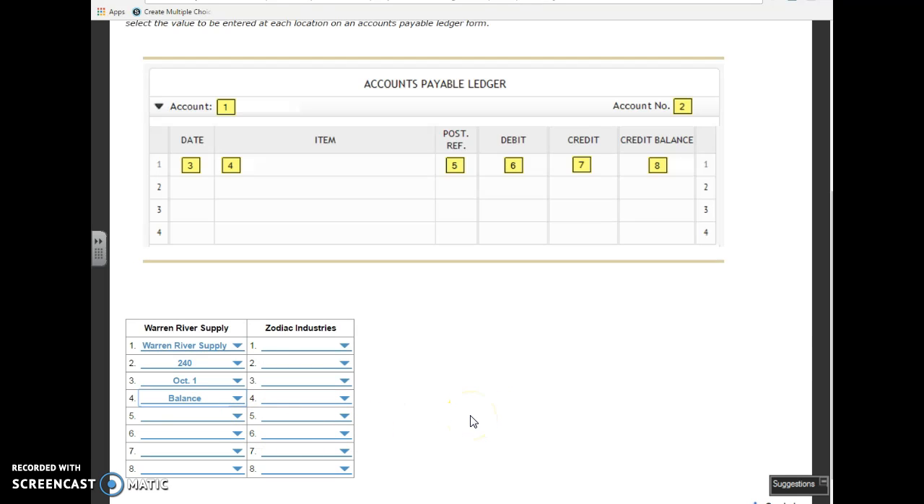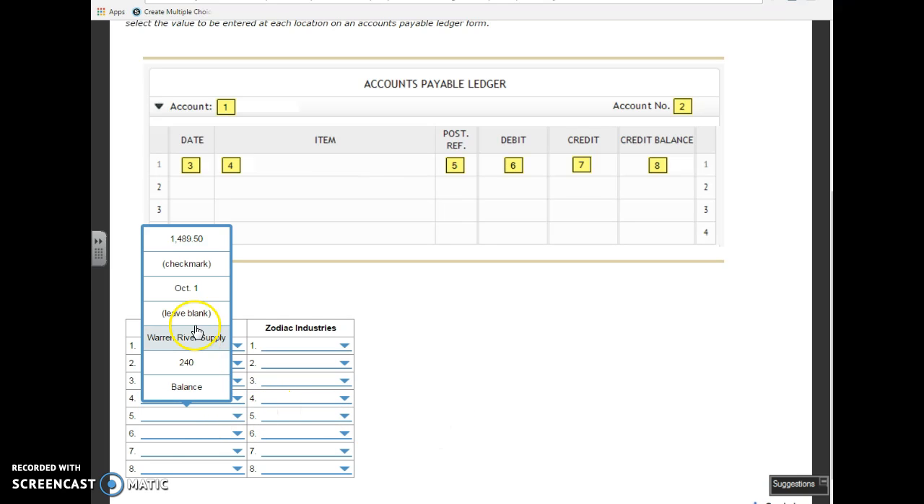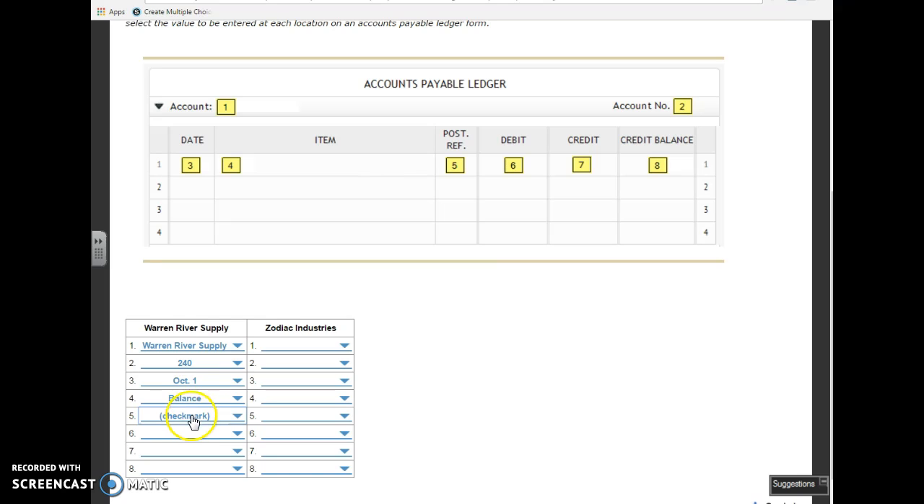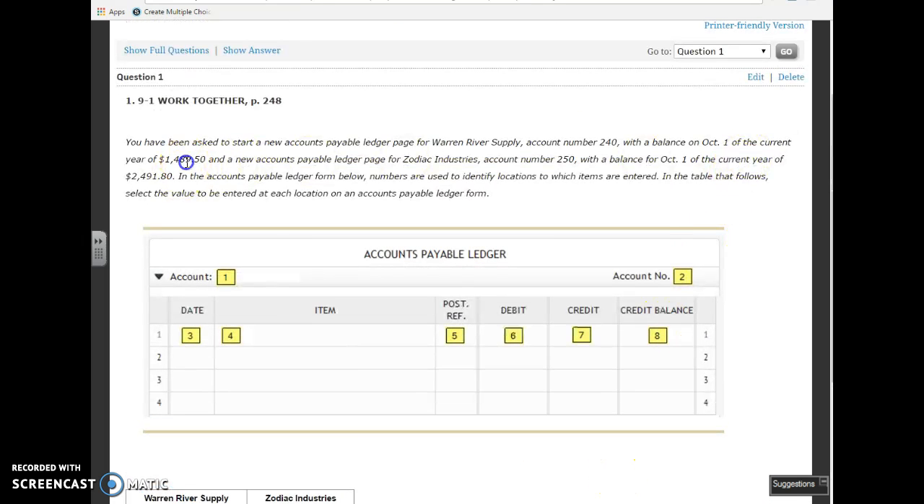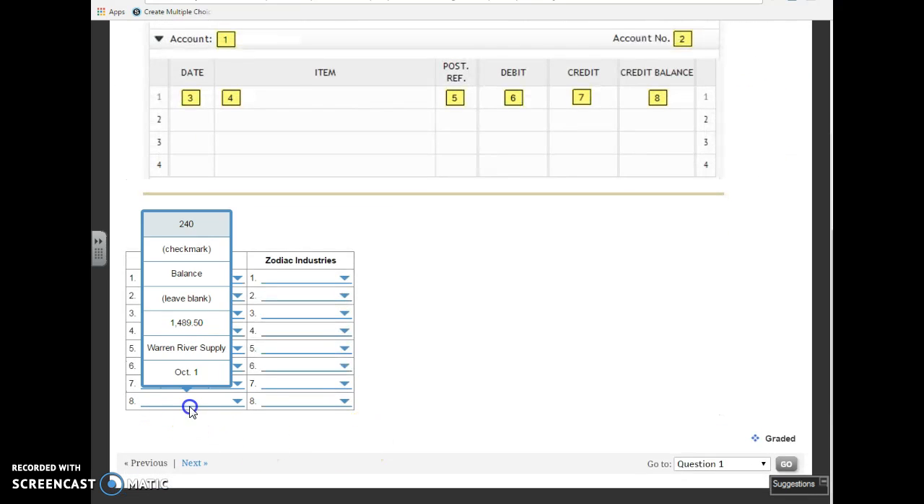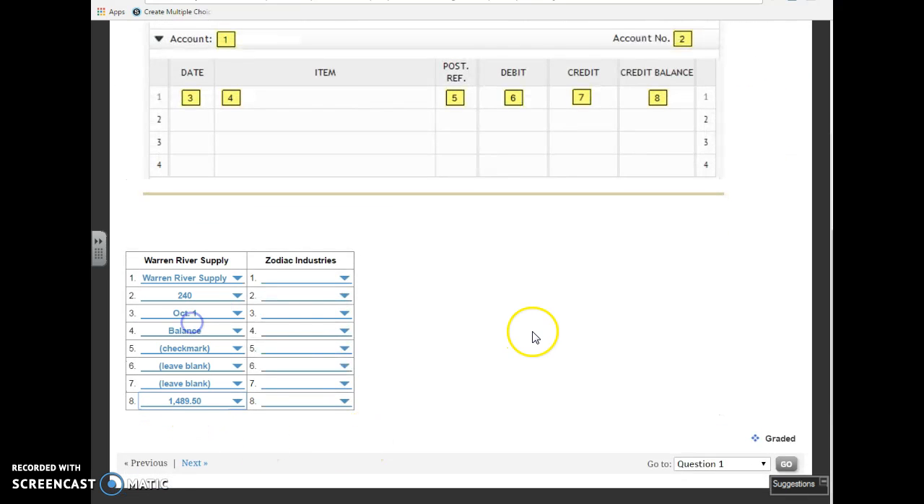Number 5, for the post reference, we've already posted this information, so we're not going to leave it blank. So we know that we've posted it, but we're not going to post it again. So we're just going to put a check mark in there, and that check mark tells us that we've posted it. Number 6 and number 7, we have no transaction that we are recording here. So we don't have a debit or a credit that has taken place, so we're going to leave blank both. And then number 8, we're going to throw in the balance, and they told us our balance above was $1489.50. So we're going to throw in $1489.50.